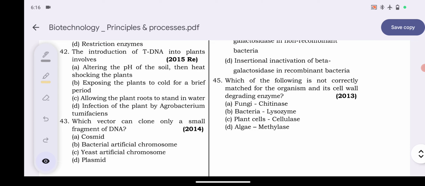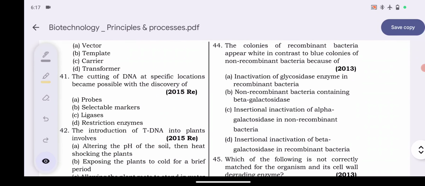Question number 43. Which vector can clone only a small fragment of DNA? Cosmids, BAC, bacterial artificial chromosome, YAC, yeast artificial chromosome, and plasmid. So here the answer will be option D, plasmid. Plasmid can have one or two copies per cell. Plasmid is a DNA cloning vector that only clones a short segment of DNA. Plasmids are circular extra chromosomal DNA that replicate on their own. They are the most often used cloning vectors. The pBR322 plasmid was one of the first widely used cloning vectors. So D option is the correct answer.